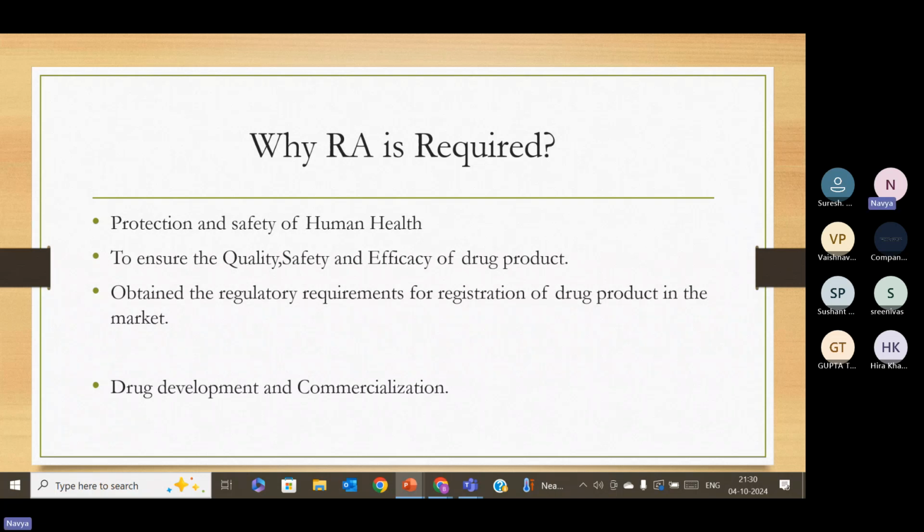Ultimately, everyone is looking for their benefits. So drug is developed and it is commercialized and money is made. So this is another thing. So main thing about RA is protection, safety of the people. Okay. Otherwise, if the RA regulations were not there, it would have harmed the human being.